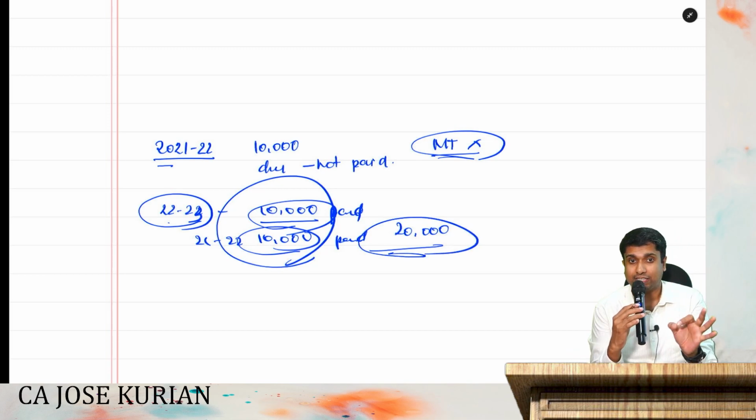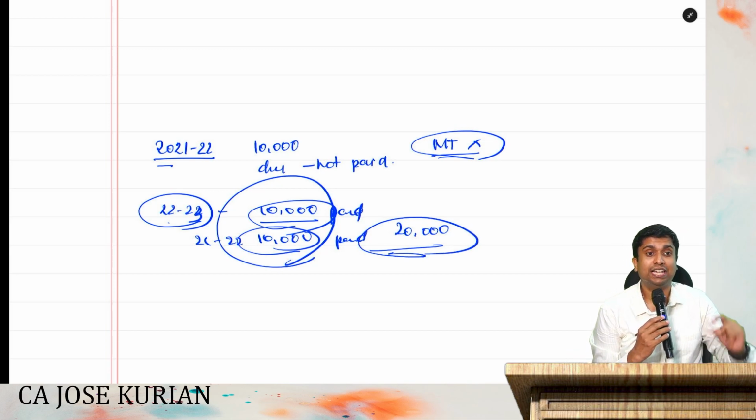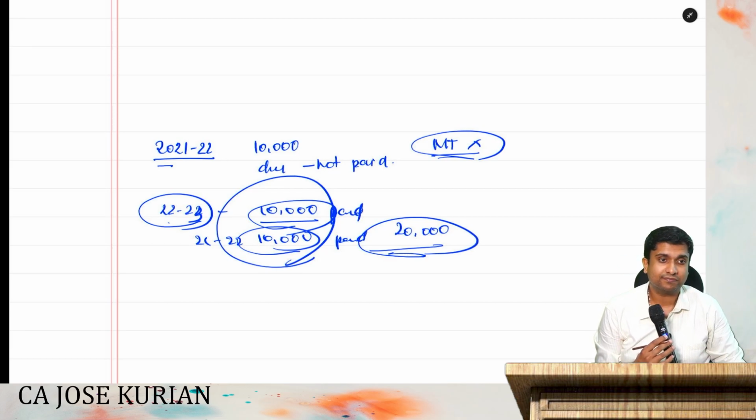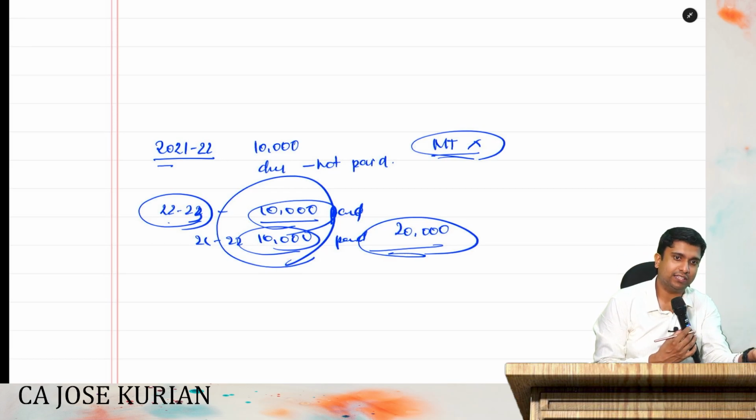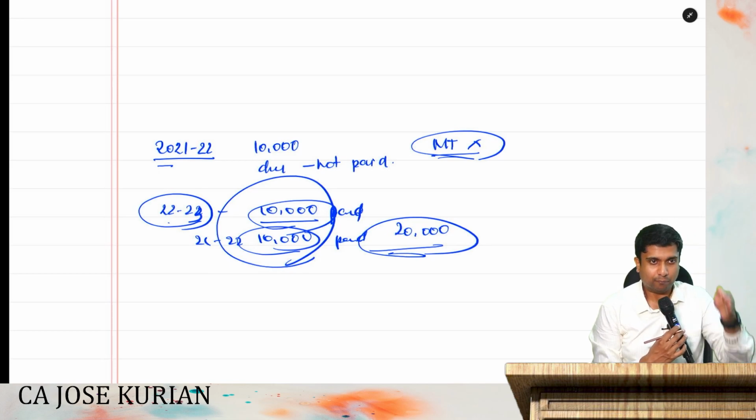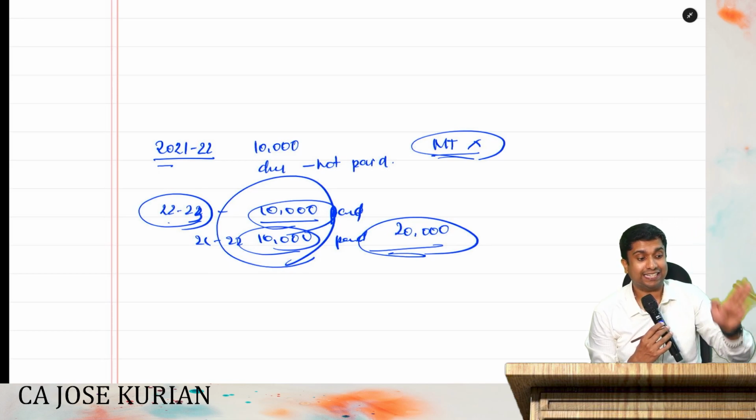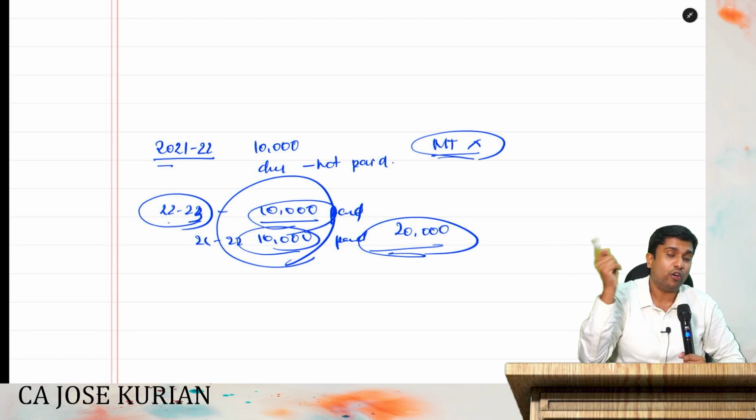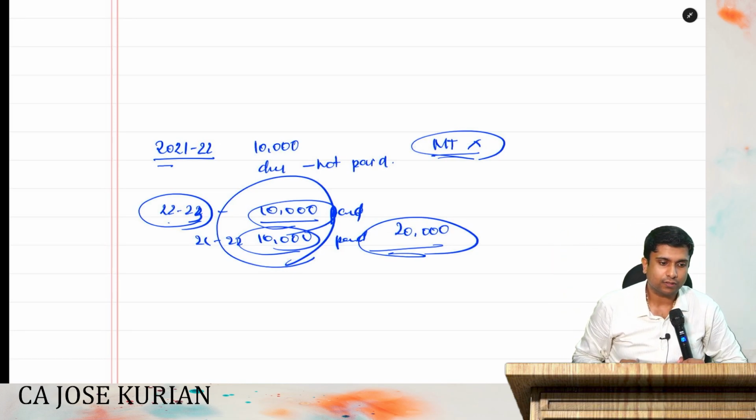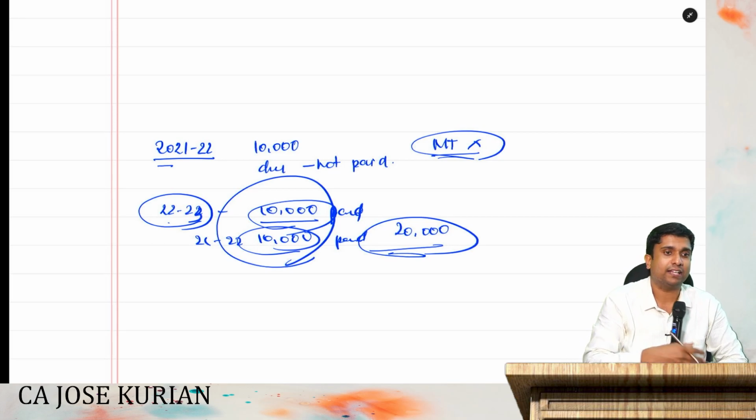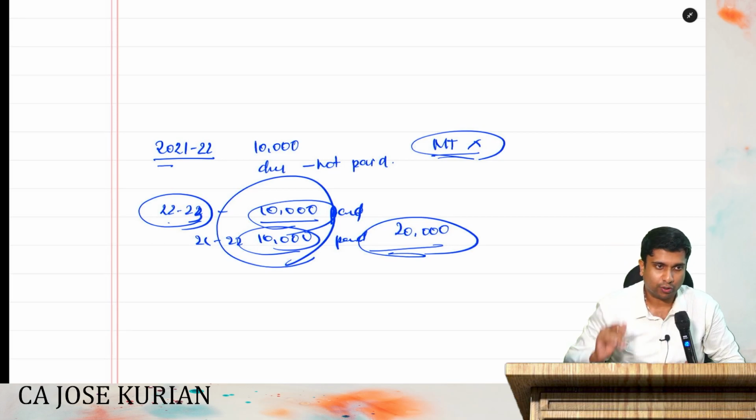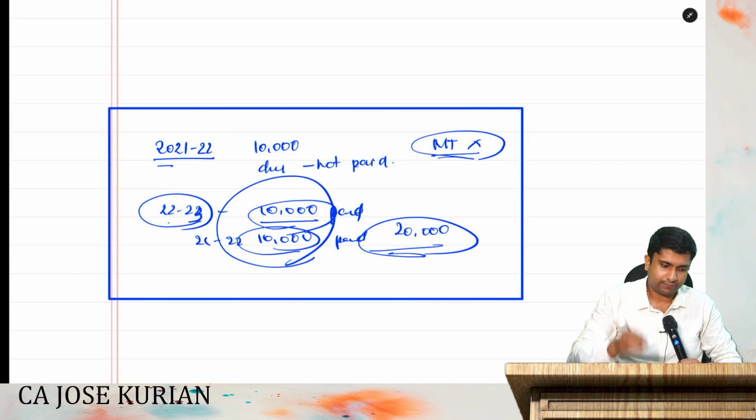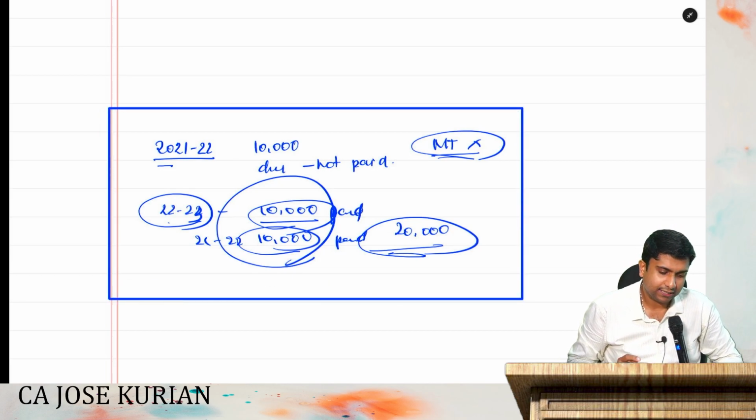So the point is, municipal tax is allowed as a deduction in the year in which you are making the payment, irrespective of the year for which it relates. Municipal tax is always allowed as a deduction in the year of payment. If it is paid in this year, you can claim it as a deduction, otherwise not. So that's what they say. I hope it is clear. So that is the treatment with municipal taxes.